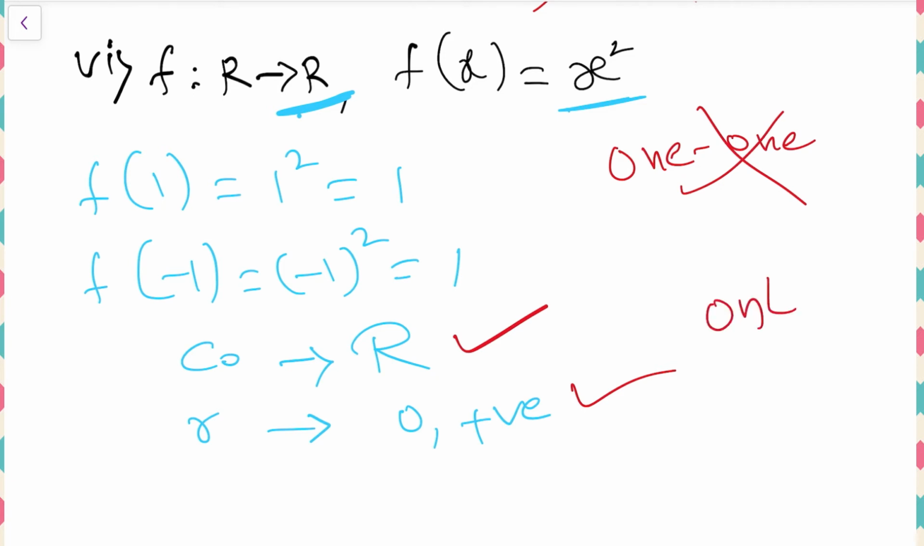So that's why this is not onto also. It is not one-one function. It is not onto function. So definitely it is not a bijection.